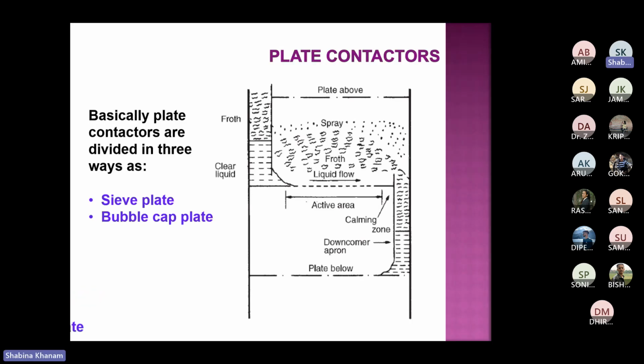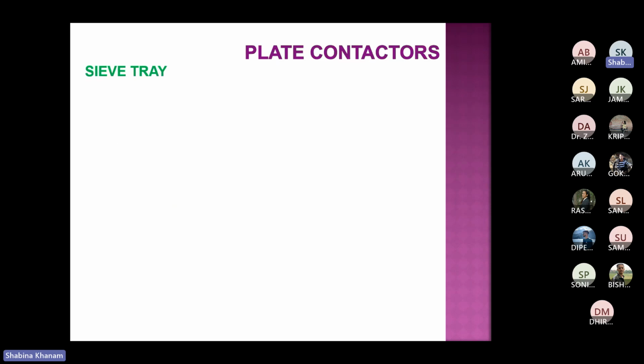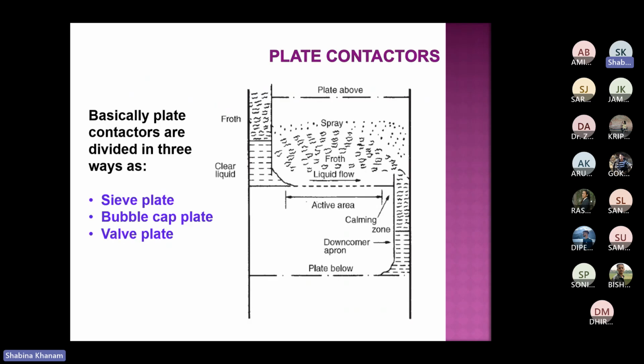So this we have already discussed. Let me start with the sieve tray. As far as the sieve tray is concerned, it is the simplest type of tray used in cross flow contactors. How are we considering cross flow? Liquid is moving horizontally over the plate, and vapor is moving vertically through these holes, or through the liquid. So the contact is always cross.